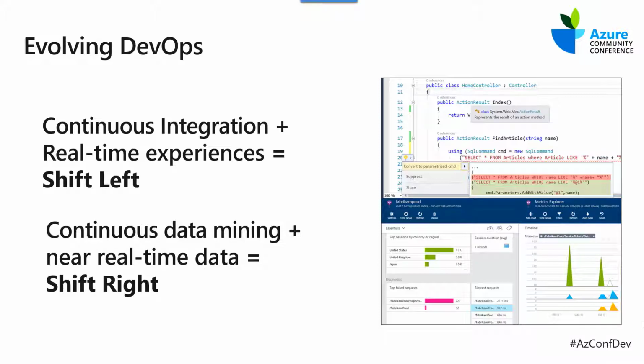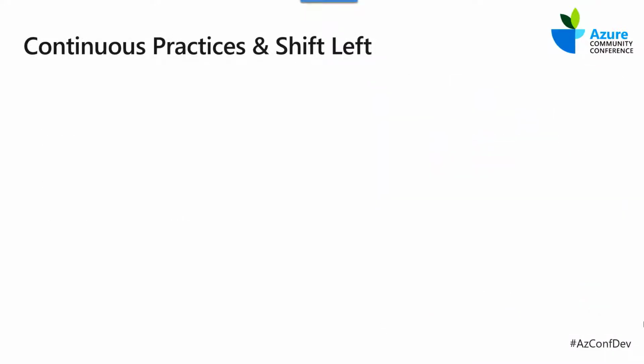We need also to shift right, which means getting the data from production. So the ability to monitor applications and get real-time data from production is very important. Some practices like A/B testing, testing in production, and canary testing are very important as well as shift right practices. There is a relationship between continuous practices and shift left.